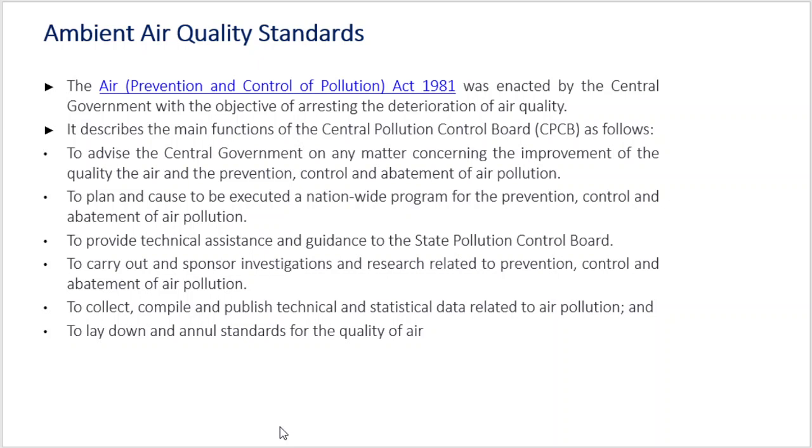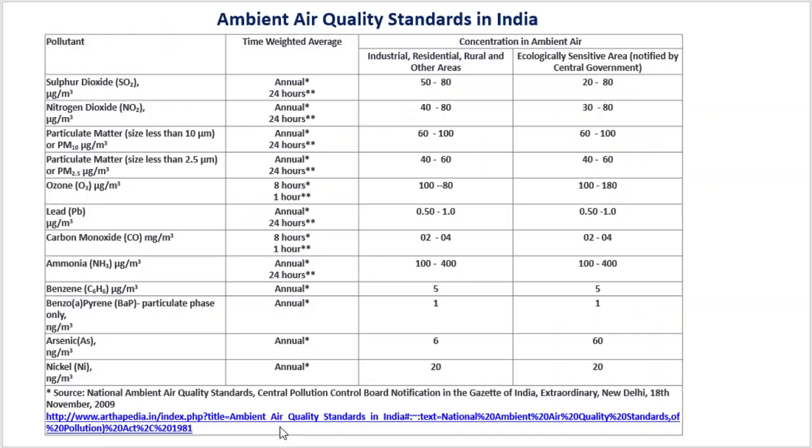When the government established the Prevention and Control of Pollution Act, there were some points the advisory body had to suggest to the government. Here some standards are set, ambient air quality standards. Here in the first column we can see pollutants, the second one is time weighted average, and the concentration in ambient air for industrial, residential, rural area and ecologically sensitive area. So those are the standards fixed by the government.